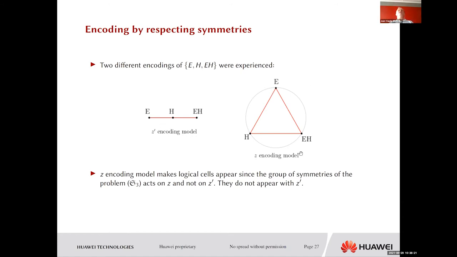But then, by using another encoding, which of course respects in some sense the group of symmetries of the problem, because you can exchange E, H, or EH, right? In this case, the logical cells were appearing much, much more easily. So it shows that the action of this group is very important. In this case, it's the symmetry group.